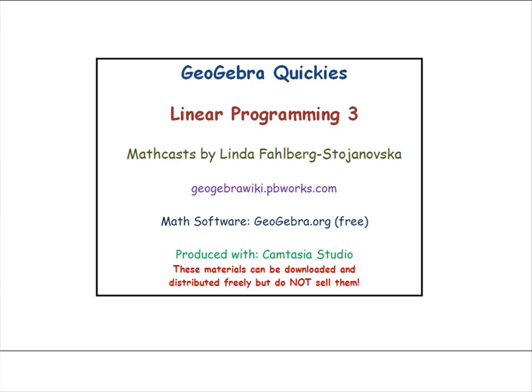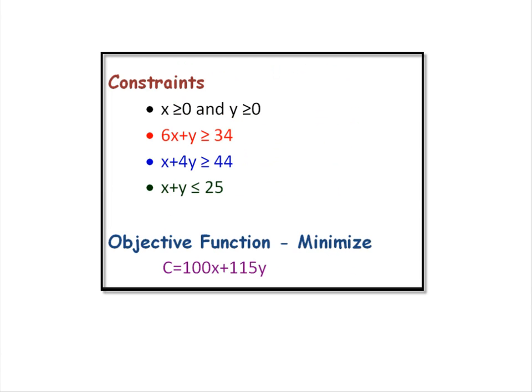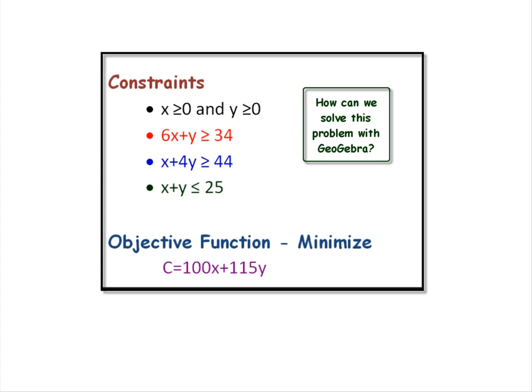In this mathcast, we continue to show how to use GeoGebra to do linear programming. Our constraints here are x greater than or equal to 0 and y greater than or equal to 0, 6x plus y greater than or equal to 34, x plus 4y greater than or equal to 44, x plus y less than or equal to 25, and our objective function, which we need to minimize for calories, is 100x plus 115y. Let's see how to do this with GeoGebra.